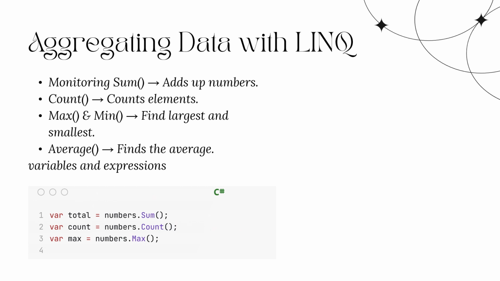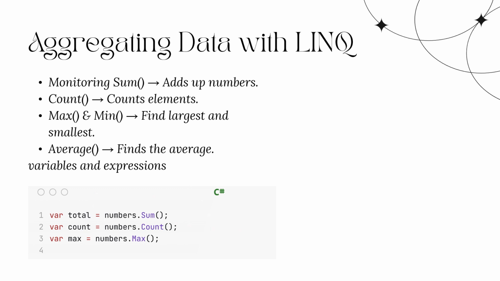LINQ provides powerful methods for mathematical operations on data, including Sum, that adds up all numbers, and another method is Count, that counts the number of elements. And another method is Max and Min, that find the largest and smallest values. And the last one I want to mention is Average, that calculates the average value.